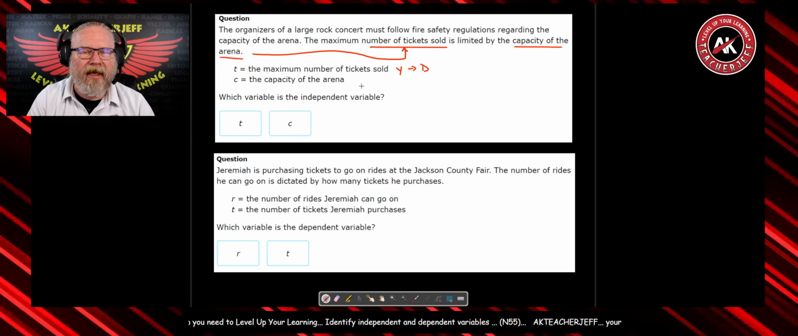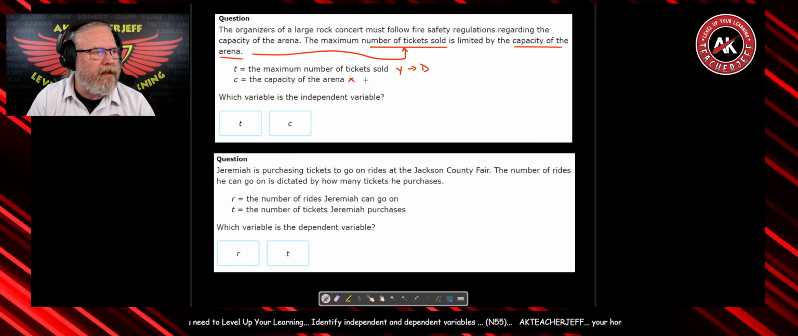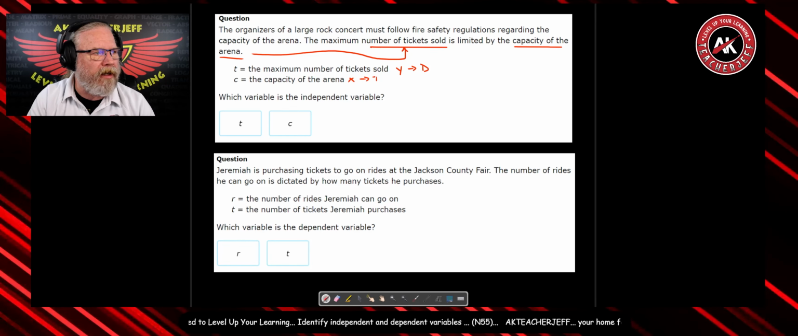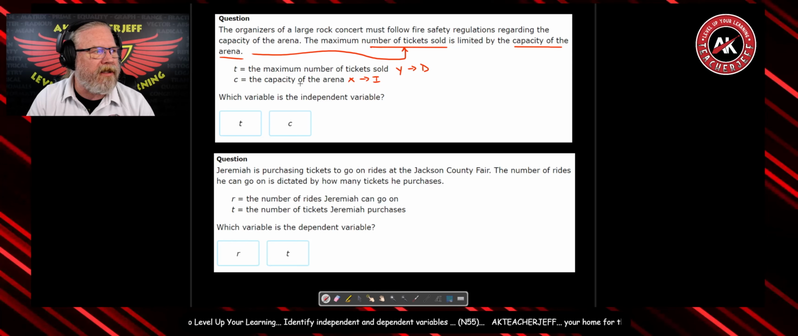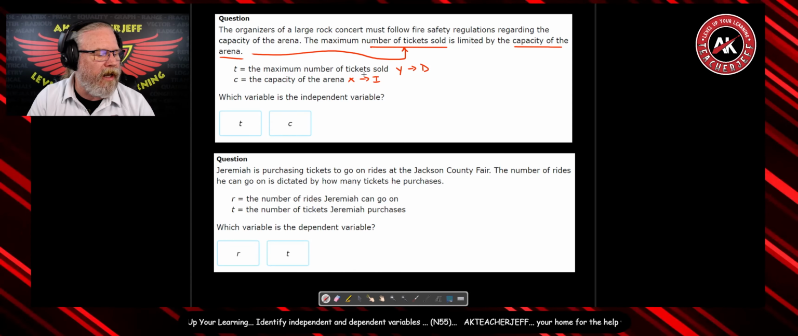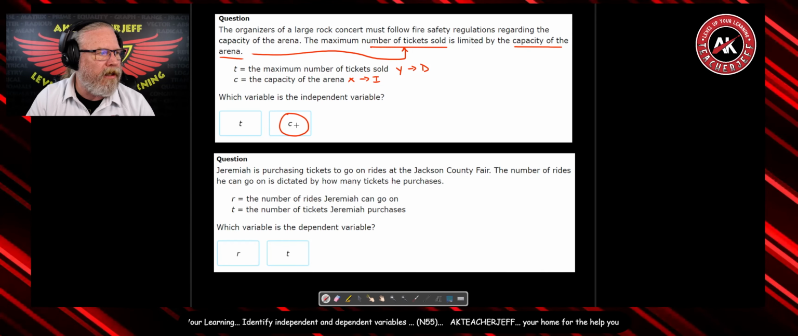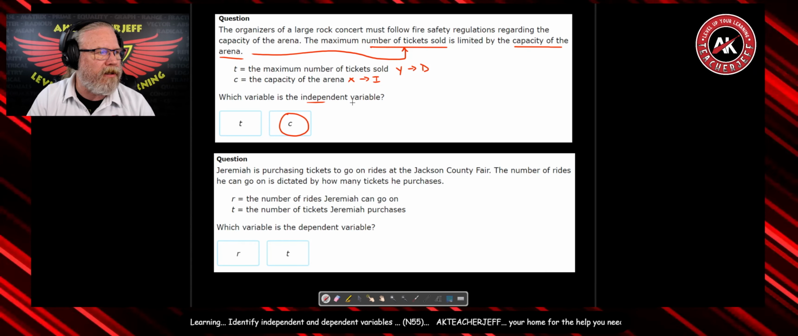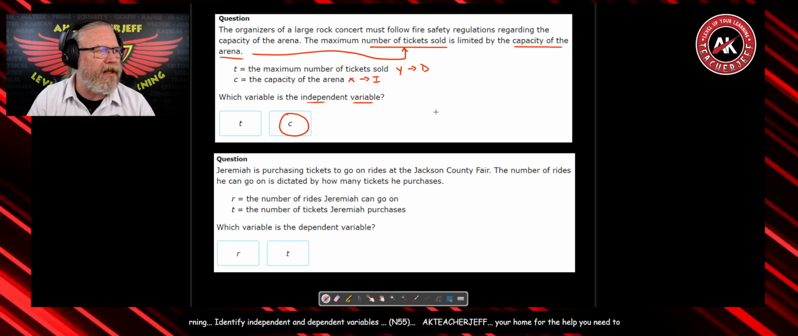And it's the capacity of the arena. It's going to be our X value, also our independent variable, because it is the capacity of the arena that determines how many tickets can be sold. So in this case, the correct answer is C, because they want to know what is the independent variable.